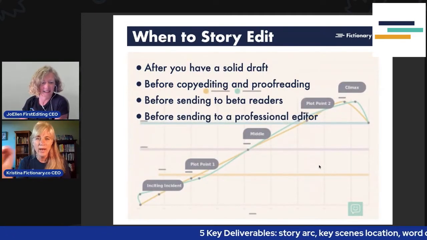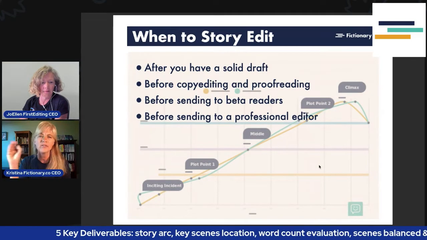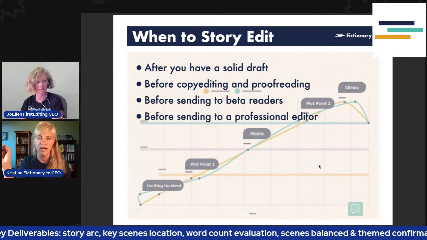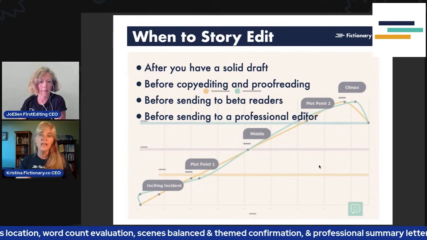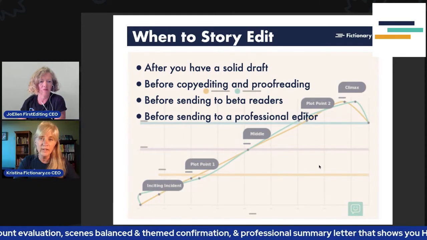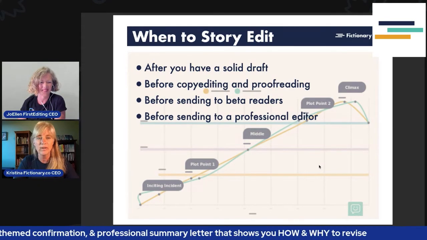So when you story edit, and this is a recap from before, so I'm just going to very quickly remind you, it's after you have a solid draft, so that what you're looking at is the full structure of your story. It's before copy editing and proofreading, so you're not wasting time doing those things when you're still going to be revising and rewriting your scenes.